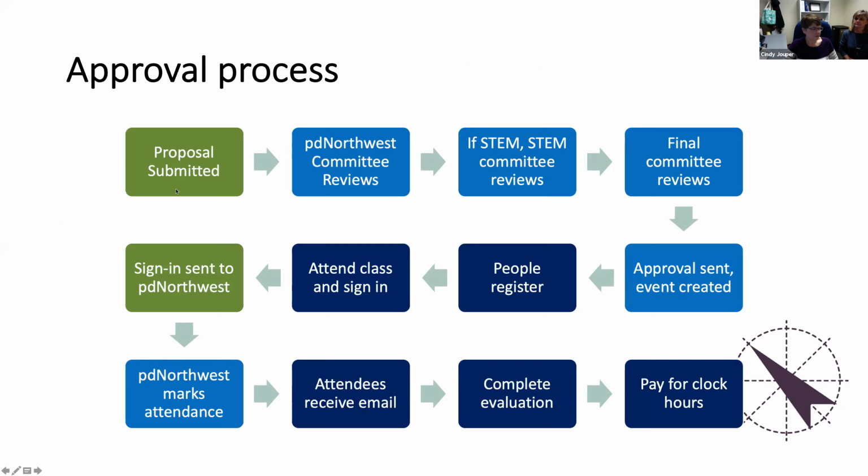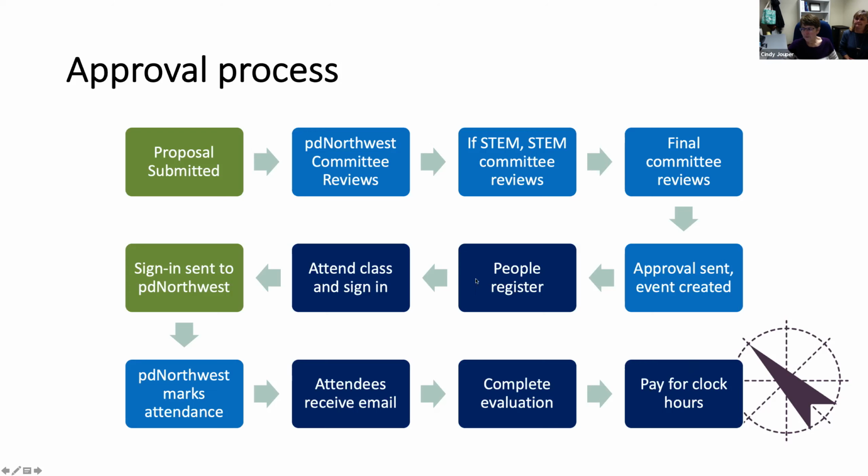So you'll see there's a lot less green than anything else. That means it's not very heavy on the districts to do the work. You start off by doing that submission of a proposal, and then you sit back and wait while we do the committee reviews, including STEM if it has STEM in it, and the final committee review. Then we're going to send an approval and the packet that will come from Tiffany that tells you what your event number is, how to get to it on your catalog, what your requirements are.